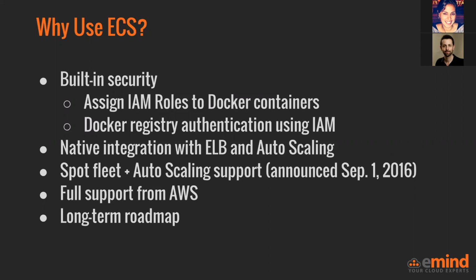with existing AWS services. So for example, you can assign IAM roles to containers, which eliminates the need to use static API credentials if your application needs to access other AWS services. You can also use IAM to authenticate against your private Docker registry, thus eliminating the need to use static Docker credentials. You get a native integration with elastic load balancing and autoscaling, which we will cover in the following sections.